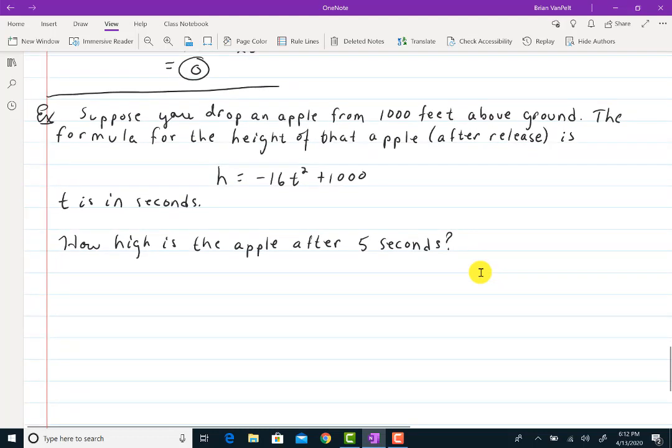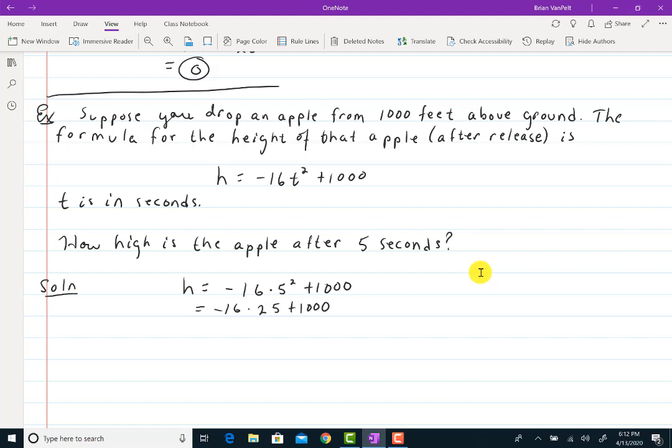So the solution to this is I'm going to replace t with 5. So my h equals negative 16 times 5 squared plus 1,000. Now the answer will be in feet. This height is listed in feet. So I get negative 16 times 25 plus 1,000. Negative 16 times 25 is negative 400. So my answer then is 600 feet in the air still.